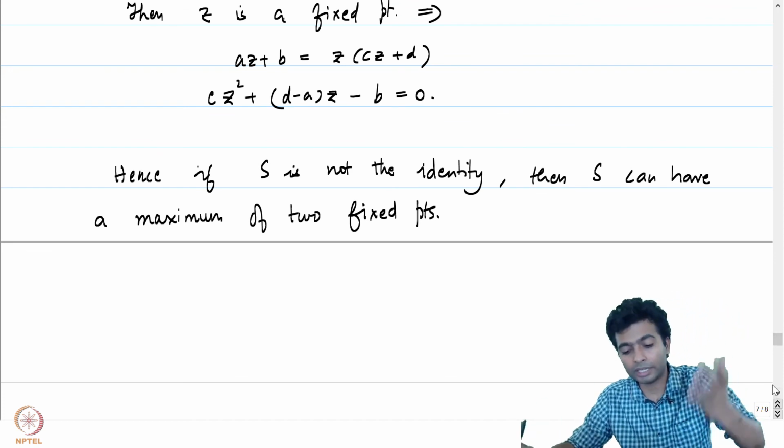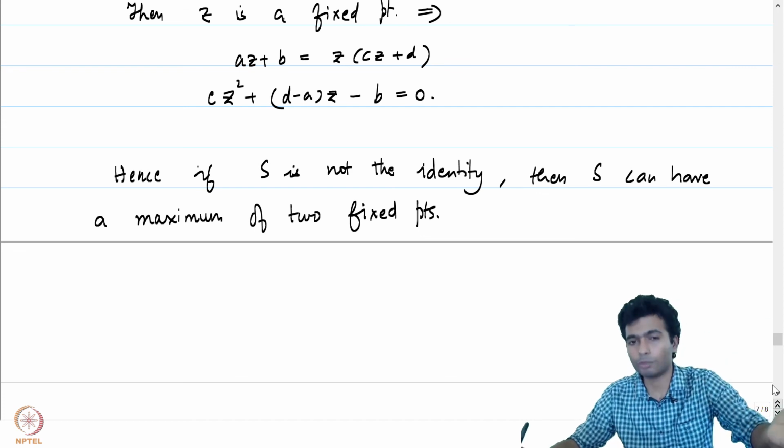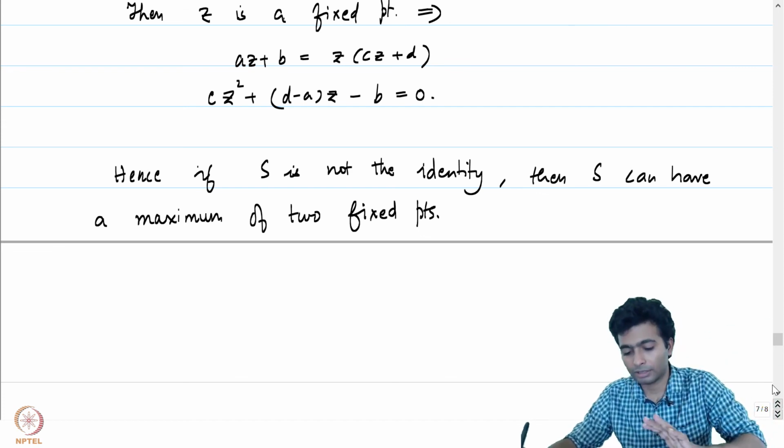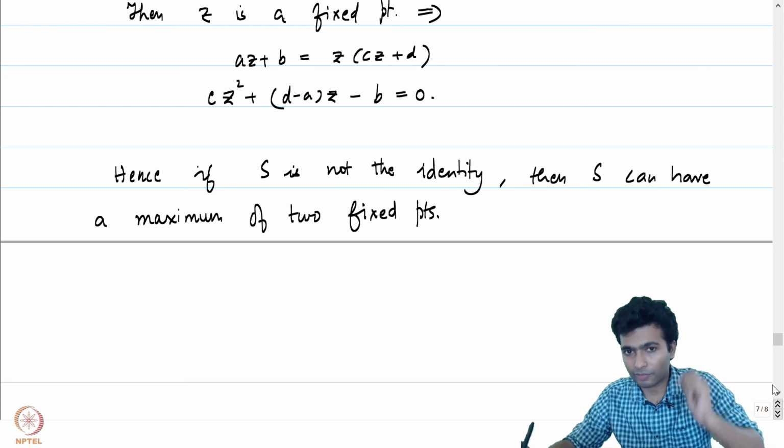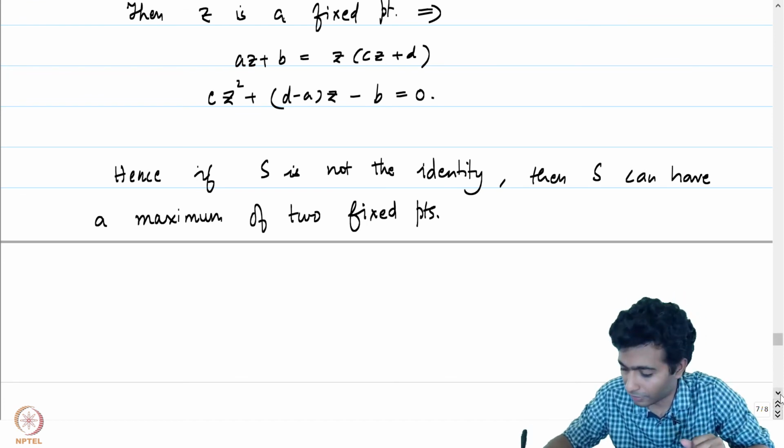When C is equal to 0 and D is equal to A, again you should go back to how S of Z looks like. This is going to again get satisfied: the fact that S can have a maximum of 2 fixed points.